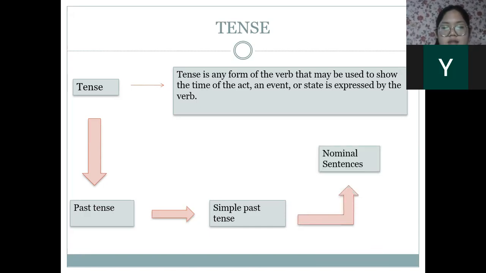And the last, nominal sentence. Nominal sentences are sentences whose predicate is not a verb, or in other words, a nominal sentence is a sentence whose predicate is to be. The use of this depends on the tense and on the subject of the sentence, plural or singular.